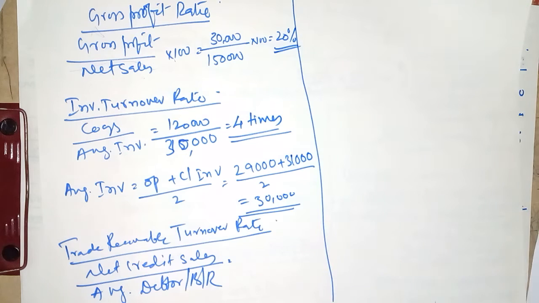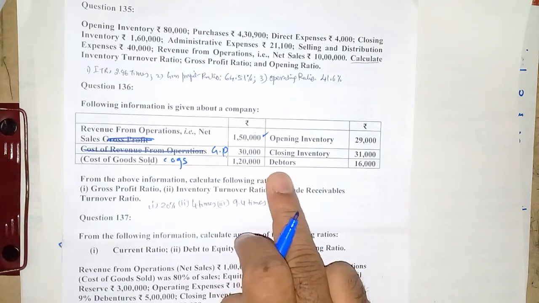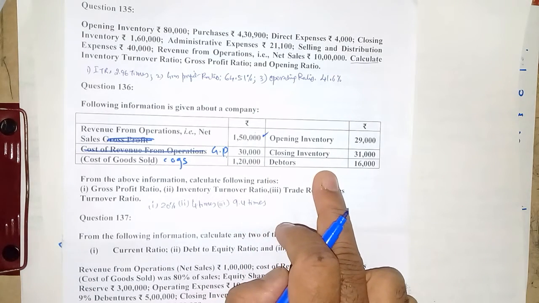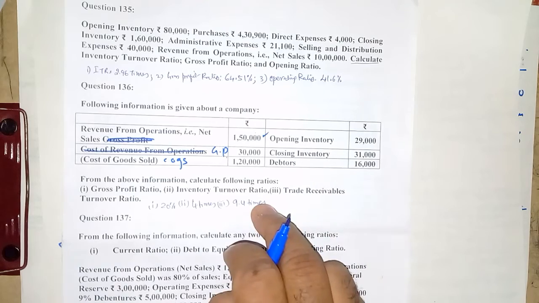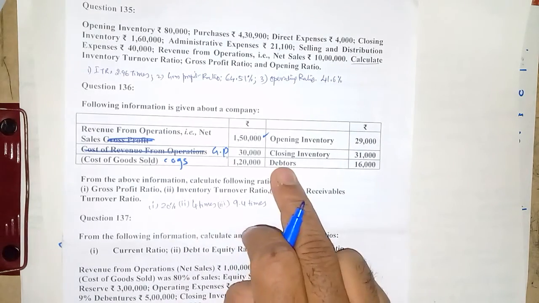So 1,50,000 net credit sales, 15 lakhs. I'm sorry. So it's 1,50,000 only. Right. 1,50,000 divided by average debtors. So here, in order to calculate average debtors, we need opening debtors plus closing debtors plus opening bills receivable plus closing bills receivable divided by 2, not 4, because bills receivable is also part of a debtor.